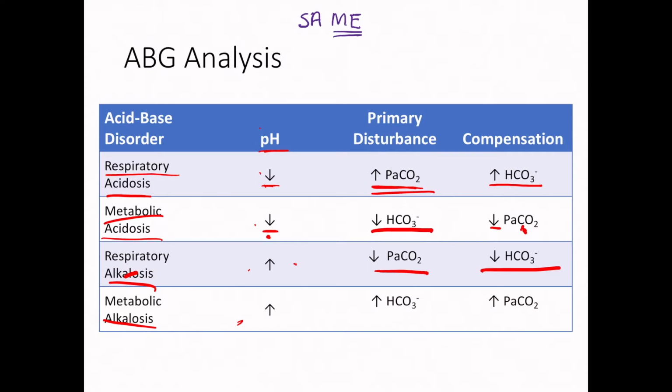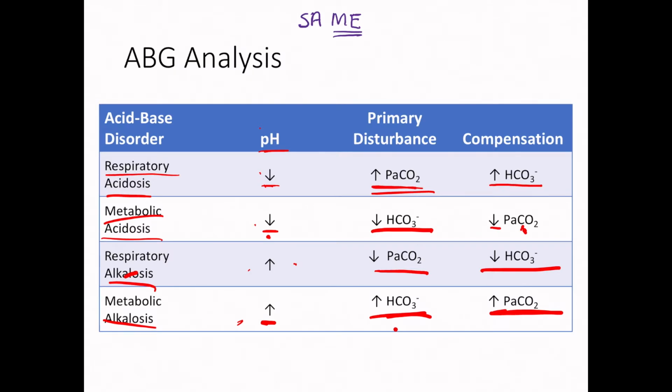Similarly, in a metabolic alkalosis, you're going to have a high pH with a high bicarbonate. So you have excess base in the system. In order to overcome this excess base in the system, your lungs get the signal to try to increase the amount of CO2. It gets overcome, so you have a metabolic alkalosis.